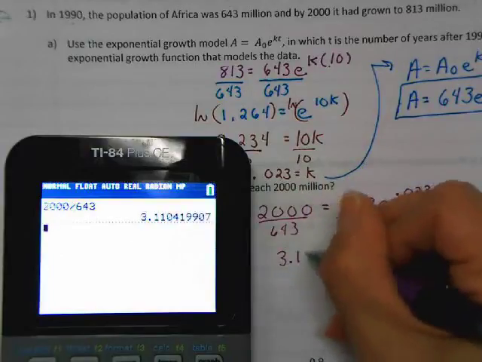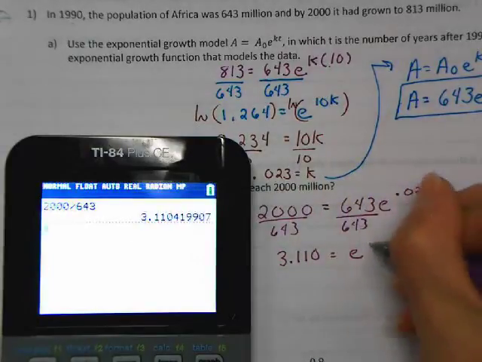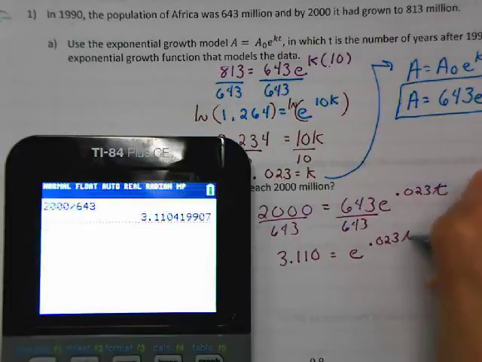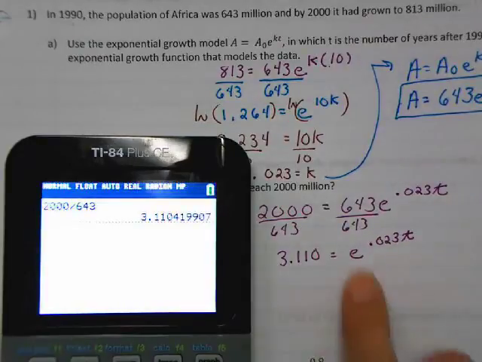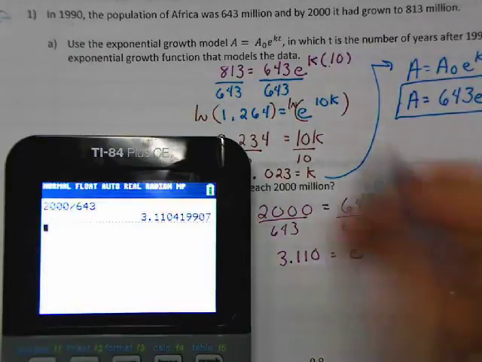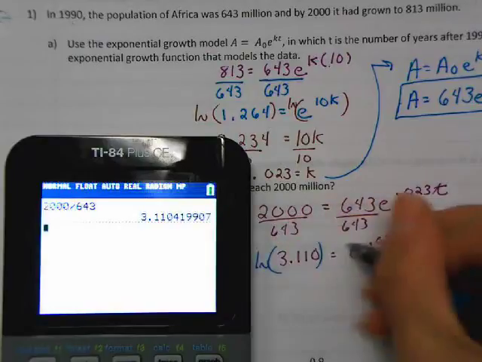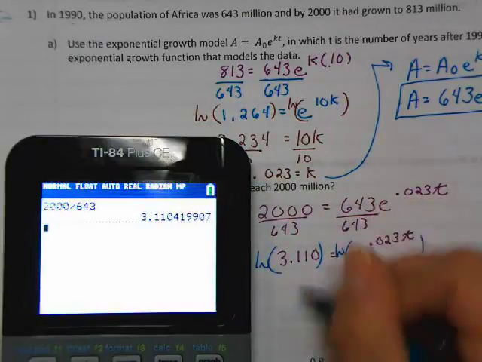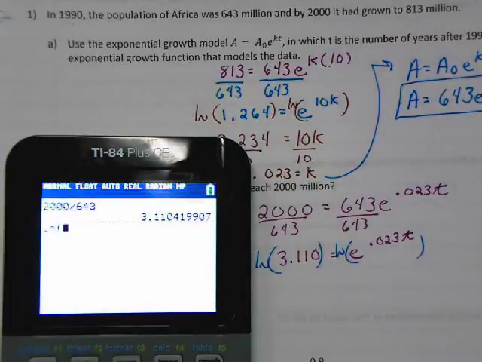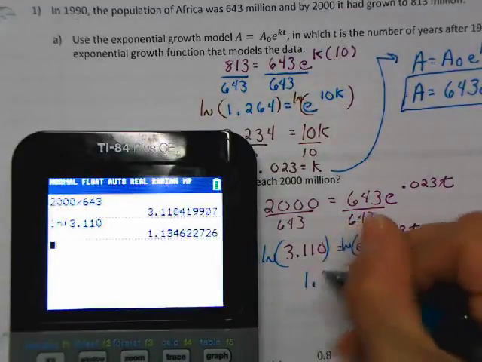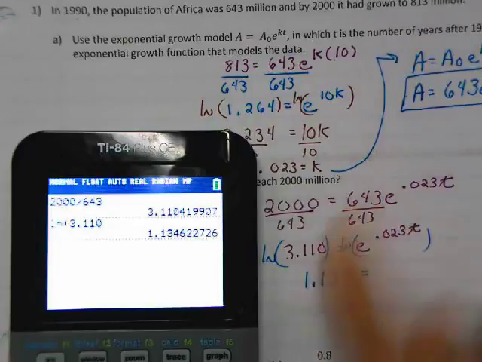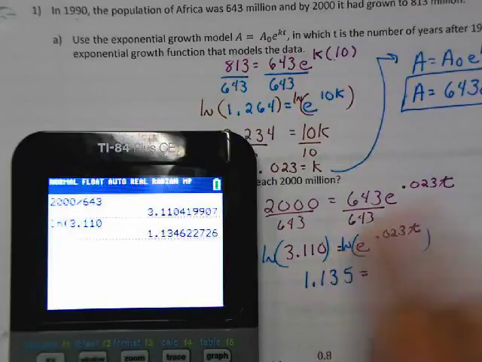3.110 is equal to e to the 0.023t. Again, your job is to get t by itself. So what do you do at this point to get rid of that natural base? You take a natural log. So I have the natural log of 3.110. So I get 1.135 is equal to the natural log of the natural base. Inverse functions cancel each other out, and I have 0.023t.